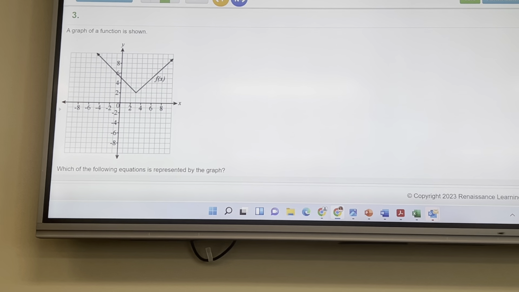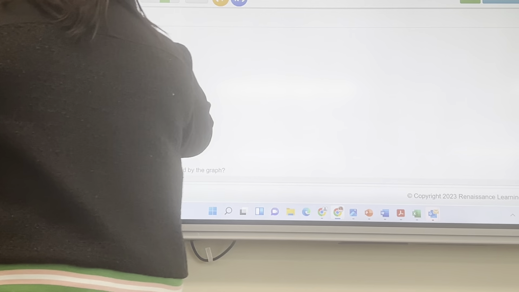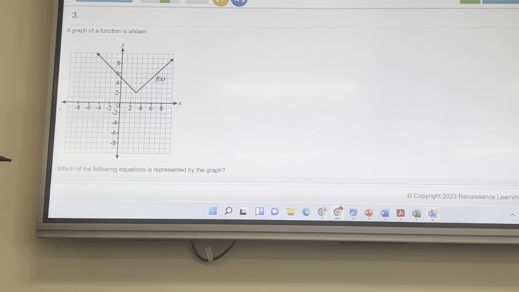So here we go. On this problem, they give us a graph. The answer choices are down below, but everything wouldn't fit on one screen. So we're just gonna look at the graph and generate the equation, and then we'll match it up at the end with which equation actually matches this graph.